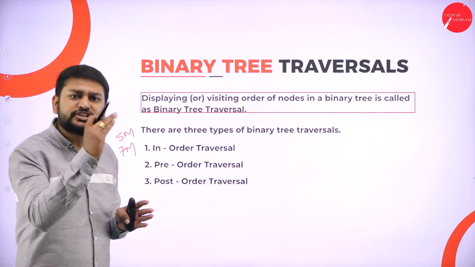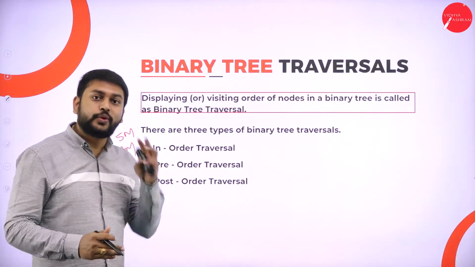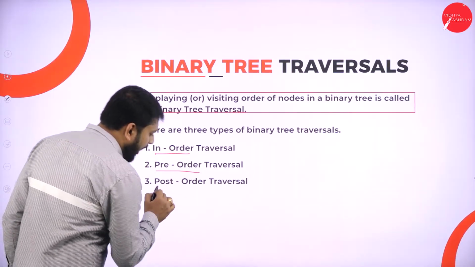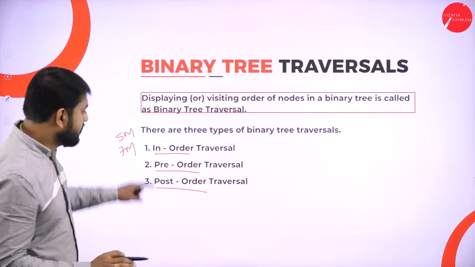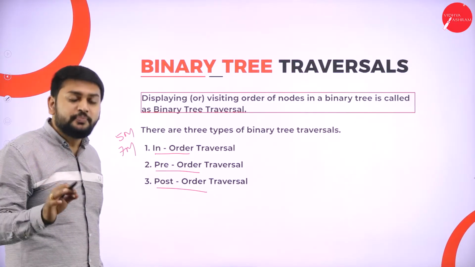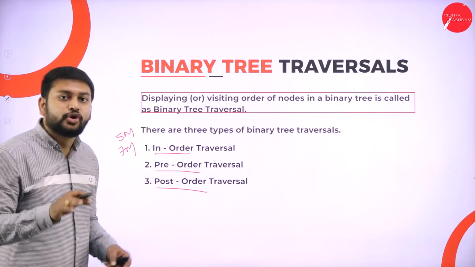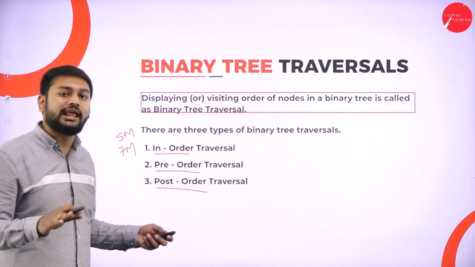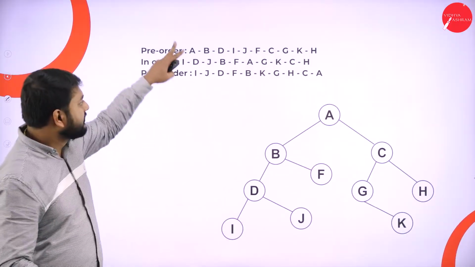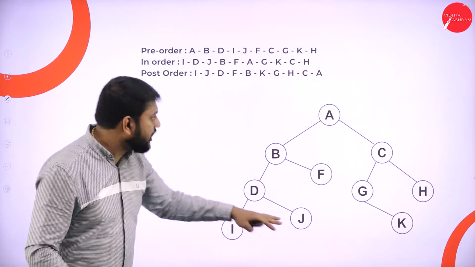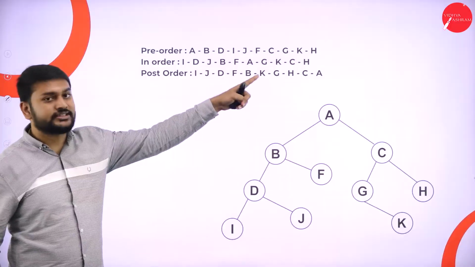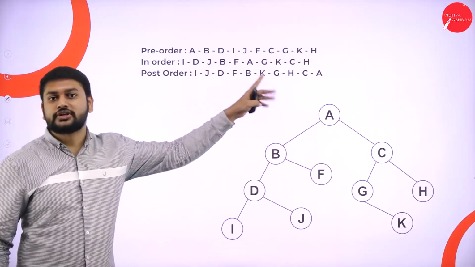Traversing in the sense visiting each and every element that you have in the tree. We have three different types of traversing: in order, pre-order and post-order. This is what you need to remember. Today, I'm going to show you one of the simplest methods and an easy trick to remember or to write the answer quickly. Imagine this is my tree and this is the answer. If I convert this tree into pre-order, I should get this answer. If I convert it into in order, I should get this answer. If I convert it into post order, I should get this answer.